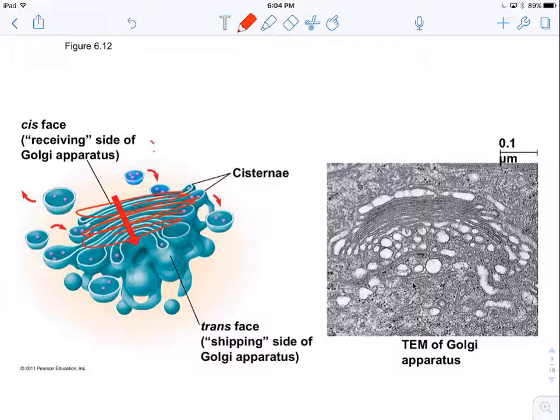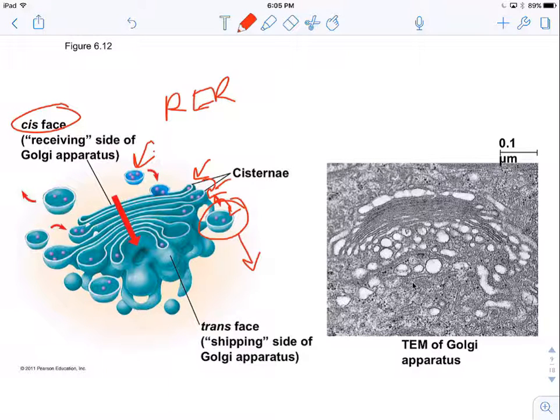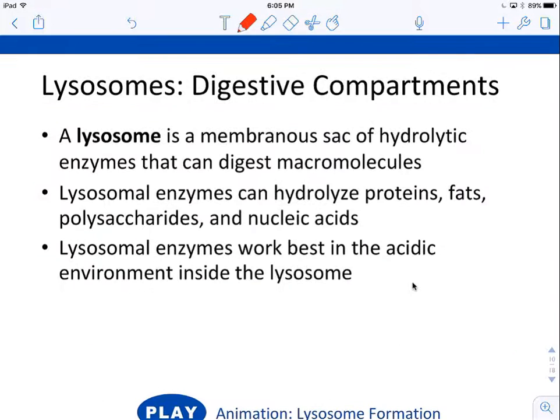Okay, here's a vesicle coming from the rough ER, and you see there's little proteins inside. That vesicle fuses with the cis face, or the receiving side, and then those proteins move along and get sorted out and processed, and then get packaged into other transport vesicles, which get shipped. So here's another transport vesicle, and that's going to get shipped to wherever its next destination is. And the trans face is the shipping side of the Golgi. Okay.